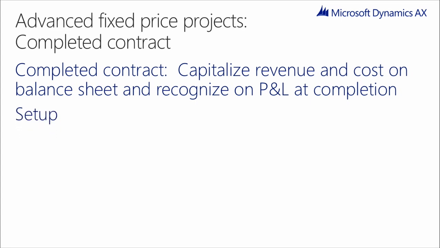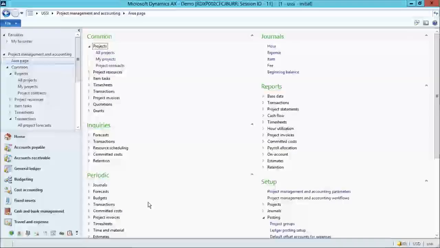So let's talk about the setup. We're going to need to do some setup on the project group and the ledger posting setup, of course, we've seen that. However, we also need to talk about the period code and the cost template. So let's hop over to AX and take a look at this.